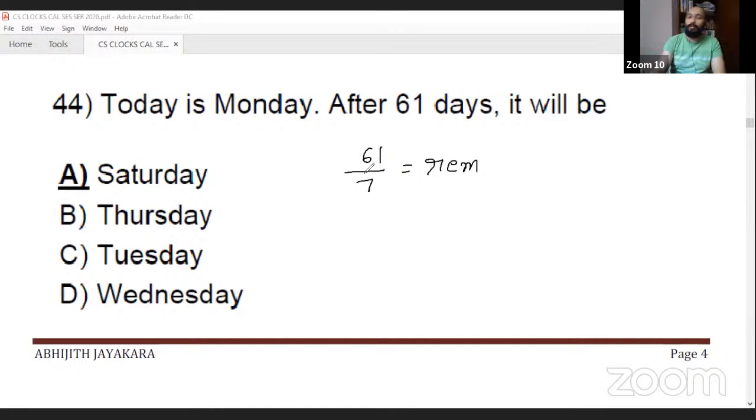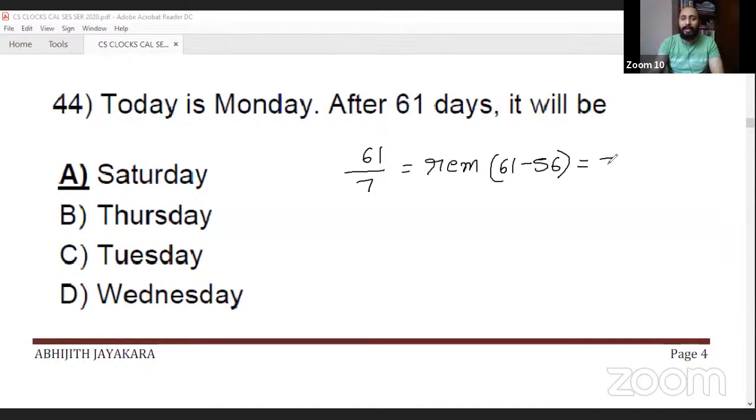Remainder means you should go smaller. 7, what is the nearest value for 61? 7 8 is a 56. So the remainder is nothing but 61 minus 56. What is 61 minus 56?